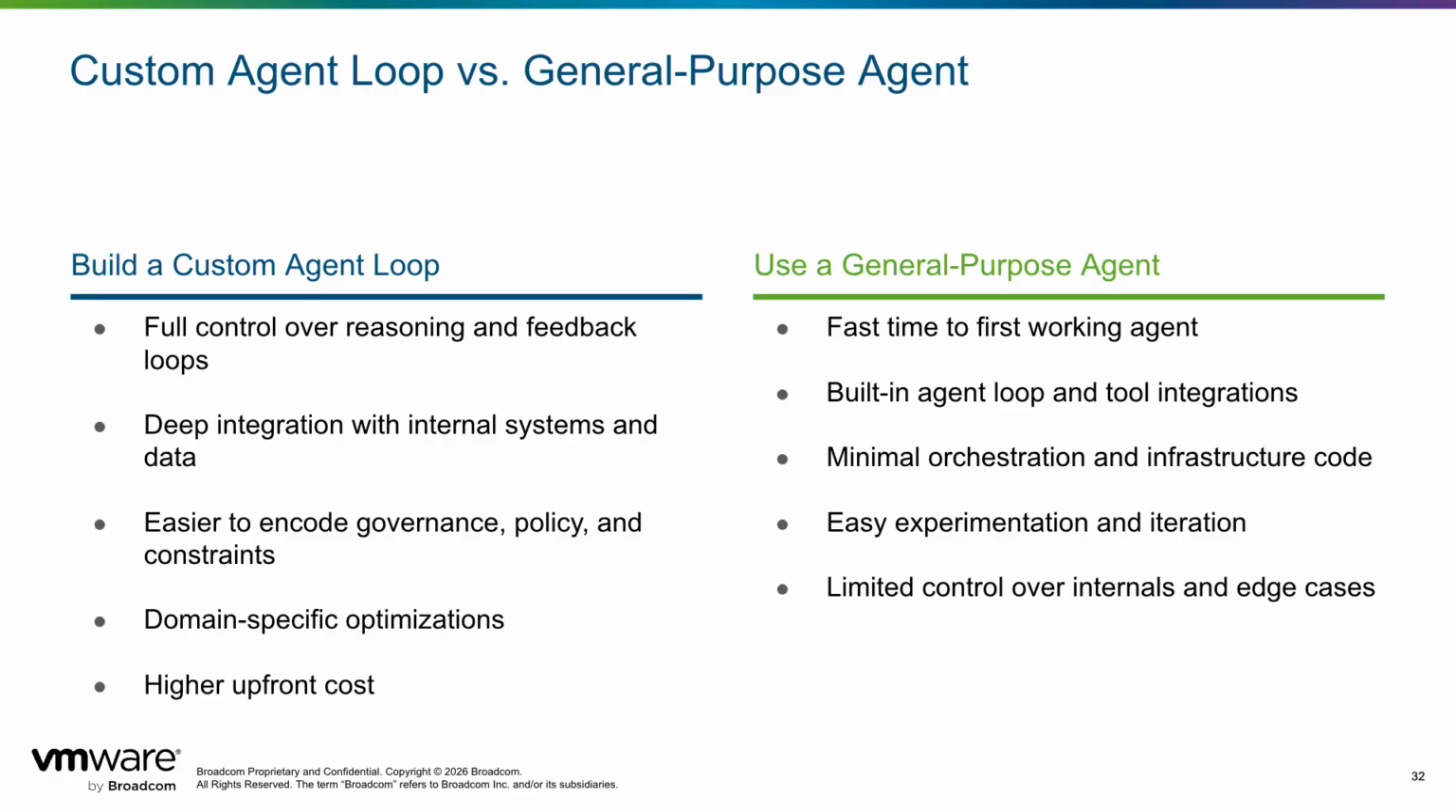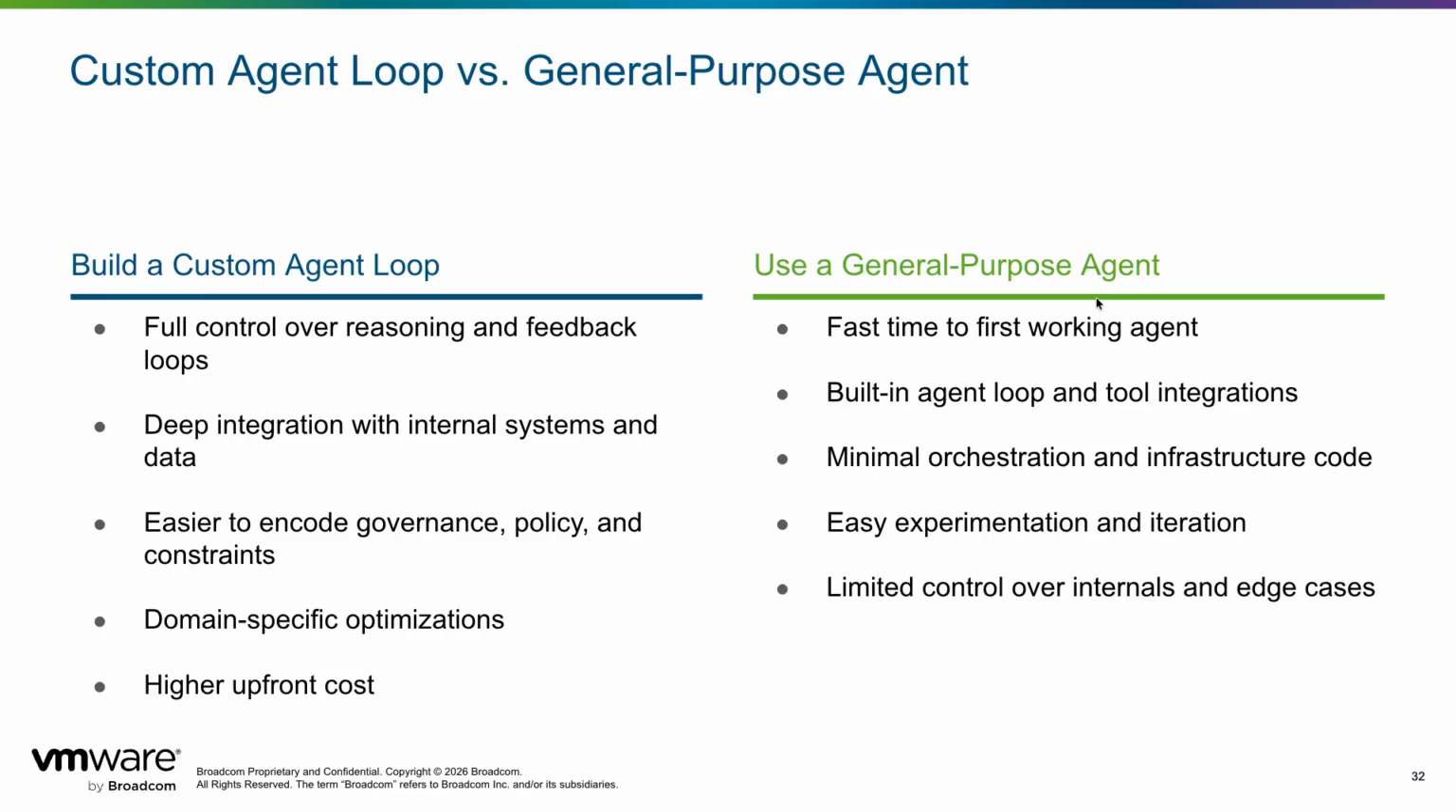Which raises the question, do you even need to build your own agentic loop? And all of you should build an agentic loop at some point just to learn how it works. Maybe in the future I'll come back and do a session on that. And so if you build your own loop, you get full control over the reasoning and the feedback. You have deep integration into your internal systems. It's easier to do your own governance. You can do domain-specific optimizations, but you have a higher upfront engineering cost.